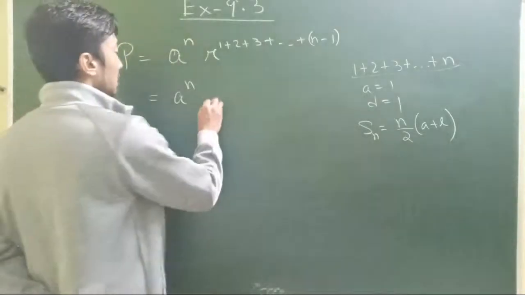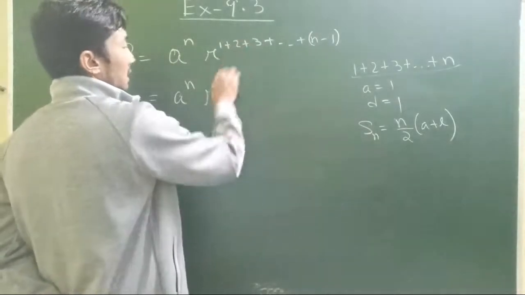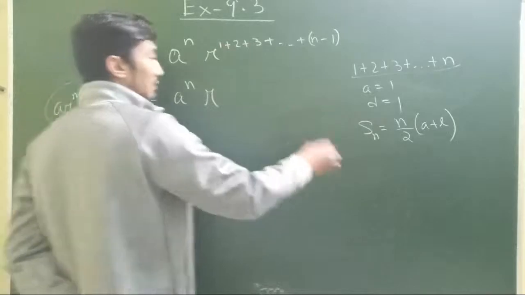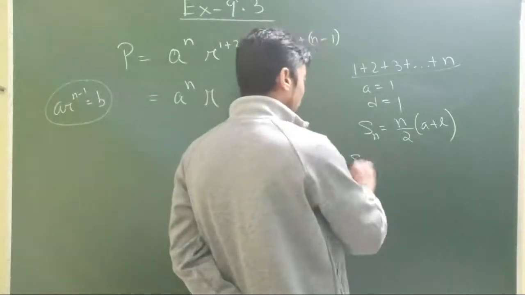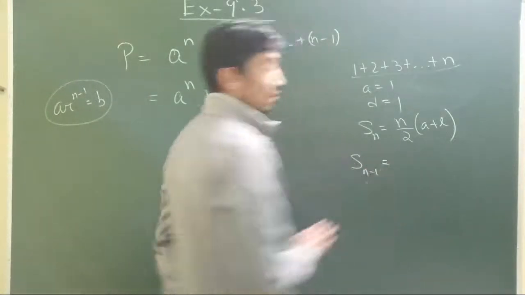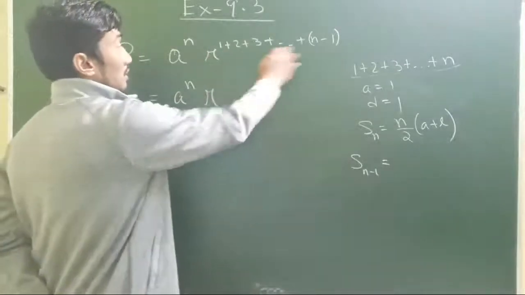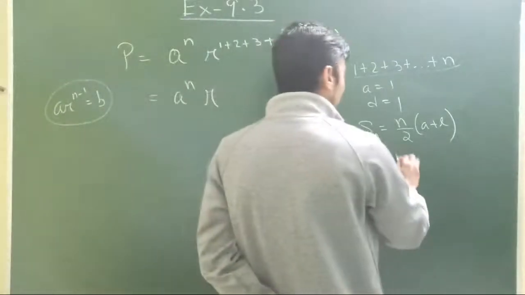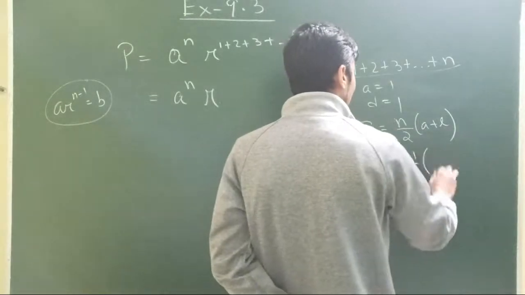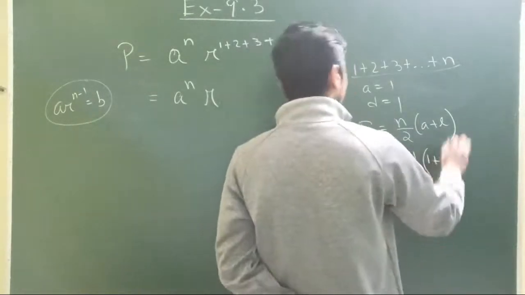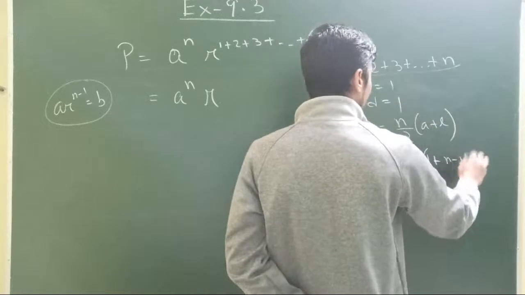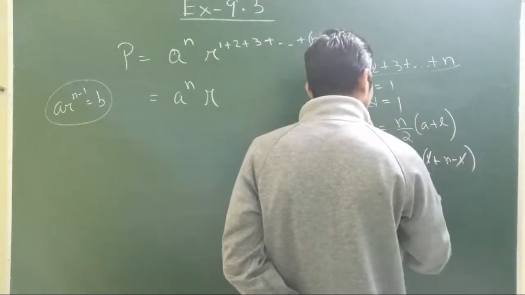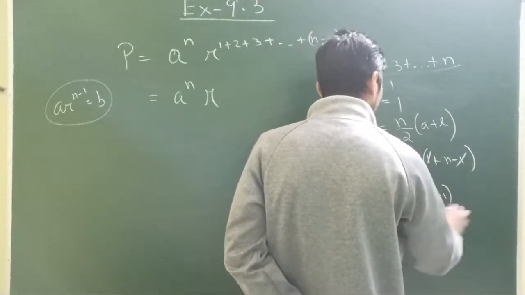So in that case, this will be n. But here, for this particular question, how many terms do we have? We have n minus 1 terms, because we have one term less. So n will be replaced by n minus 1. The first term is 1, the last term is n minus 1. So 1 cancels, and we will have n into n minus 1 divided by 2.